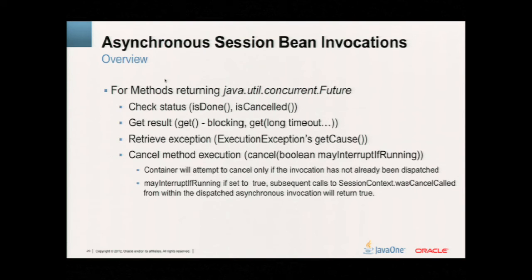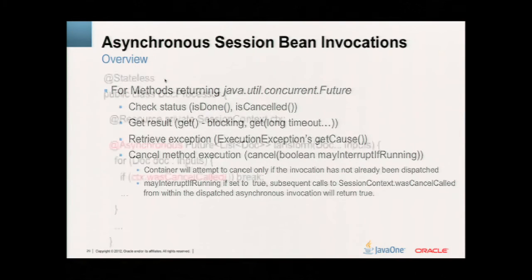There's also the ability to cancel. Cancel takes an argument, mayInterruptIfRunning. For the EJB implementation, the container is not expected to cancel if an invocation is in progress. It's only expected to cancel if the invocation hasn't started yet. So if you get a future and you call cancel, you're not really sure that the cancellation is going to succeed. There is a return value which tells you whether the cancel has succeeded or not. However, mayInterruptIfRunning has useful functionality here. If you pass that in as true, then in your bean code, you can use the session context to check if that particular invocation was canceled and try to return.